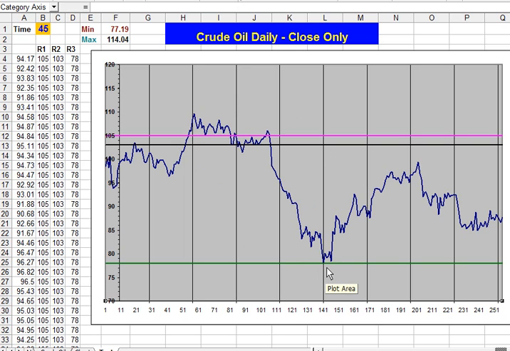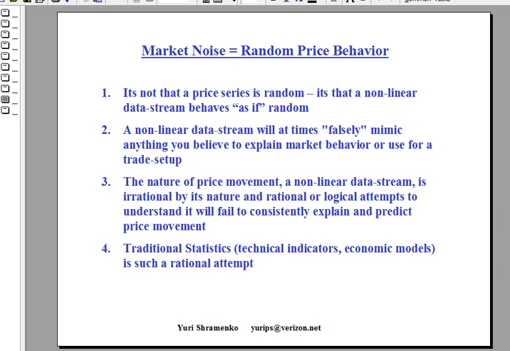But why are you saying that price series like crude oil or a stock index or a Forex currency pair are like a random price series? So that's what I want to do next. I'm not saying that a price series is random. I'm saying that a nonlinear data stream, which is what a price series is, behaves as if it's random. A nonlinear data stream will at times falsely mimic anything you believe to explain market behavior or use for a trade setup.